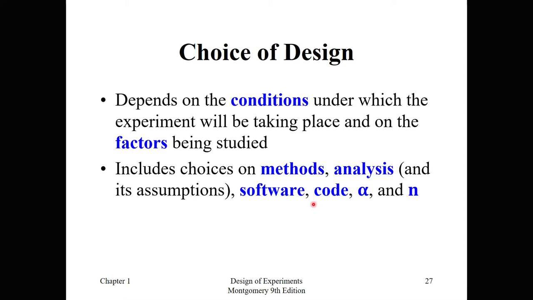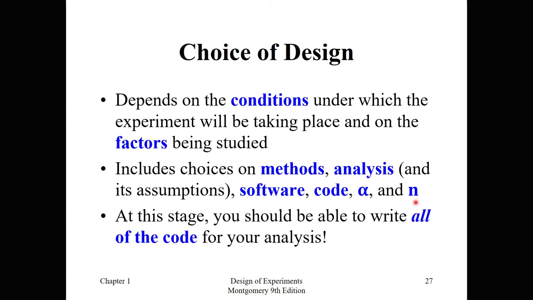You'll select what software you'll use. So I'm going to use R. I'm going to use this particular function in R to do the analysis because I already know what analysis I'm going to do. I'm going to know my type 1 error rate. So when am I going to reject or fail to reject the null hypothesis? I'm going to know the sample size that I'm going to have. So actually at this stage, you should be able to write all of the code for your analysis, because you have all of the things that you need.